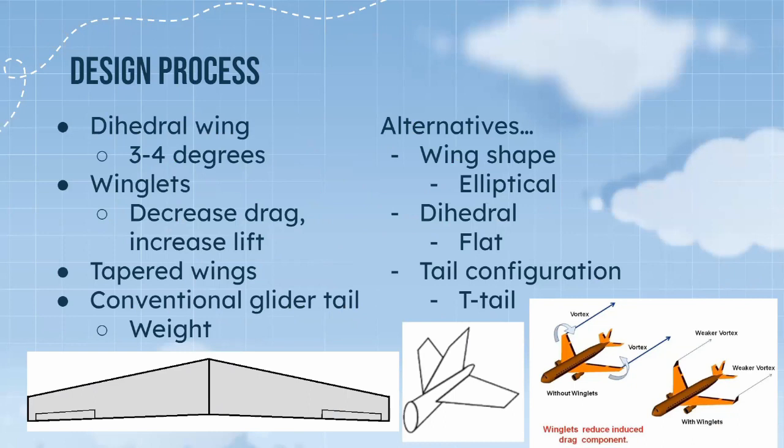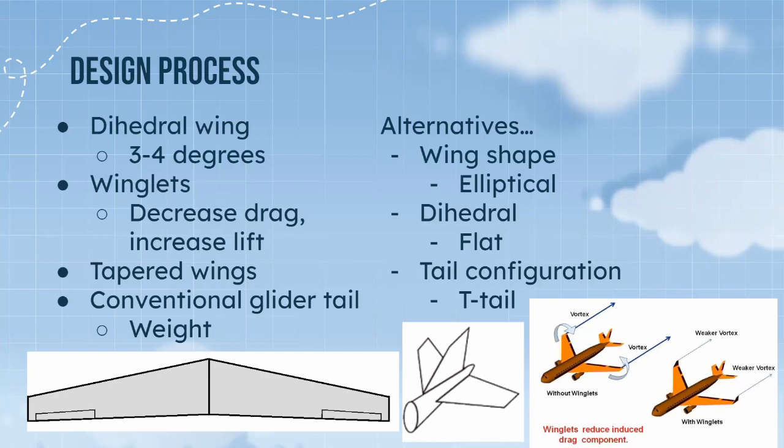I was unsure on my aspect ratio because on one hand, a larger aspect ratio is better, but it causes the wings to be flimsier. So I decided to have a smaller aspect ratio with winglets, which essentially makes the wing act like it has a larger aspect ratio when they aren't. So I created the effect of having less drag while also having stronger wings.